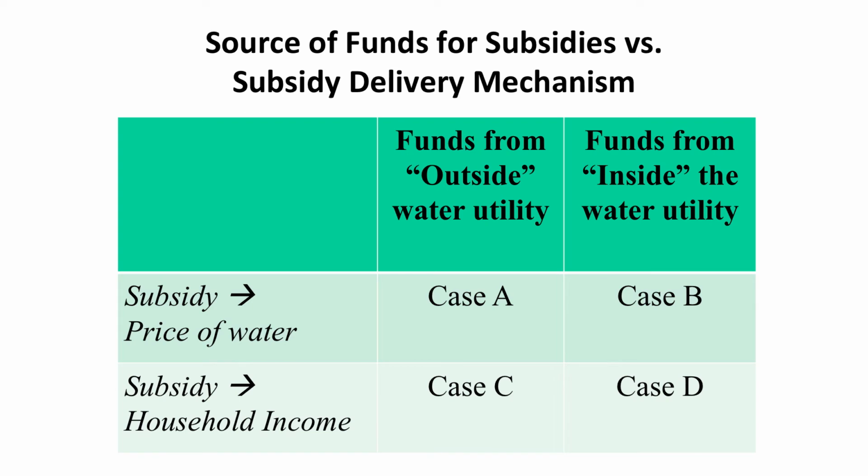In case C, the funds for the subsidy come from outside sources and they are used not to subsidize water prices, but rather to directly assist poor households to pay their water bills. There are a few examples of this type of subsidy scheme in the water sector. In the next video, we will look at the most famous example from Chile.